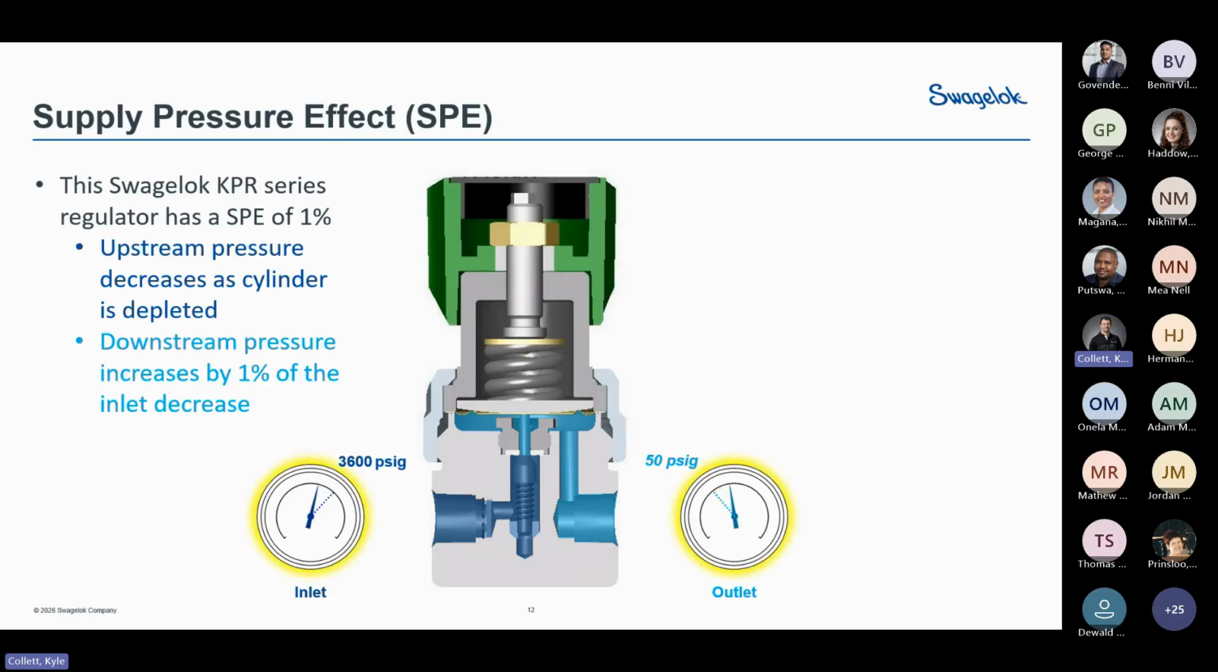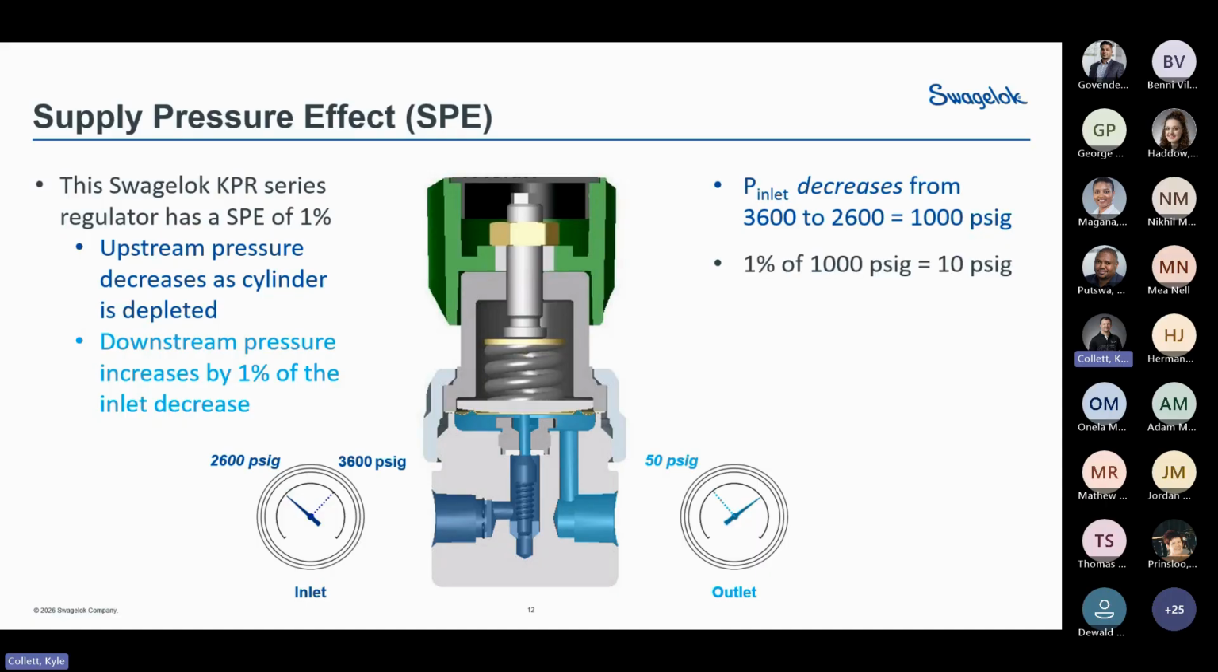If we watch the graph here, as the upstream pressure of the cylinder is depleted, the downstream pressure is increased by 1%. We started at 3,600 psi and moved down, so we've used 1,000 psi worth of gas, which results in a 1,000 psi difference. 1% of 1,000 psi is 10 psi, so you will notice an increase of 10 psi on the outstream side of the regulator.